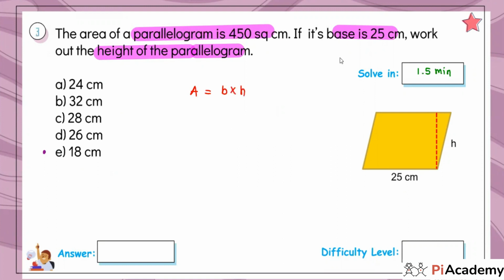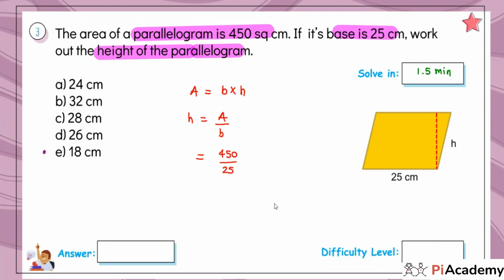So from here, the base is already given to us. So height is going to be what? Area divided by base, right? I think you don't have any problem if I rearrange it like this. Now, what is the area given to me? Centimeter square, and this is in centimeter, so no need for any unit conversion, right? So for area I can write 450 and divide by 25.